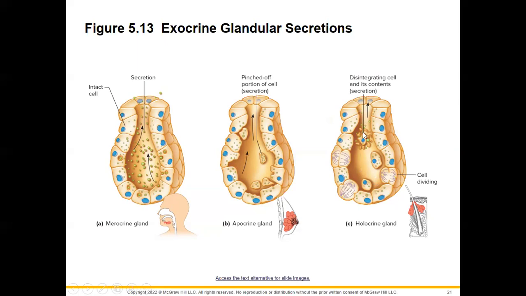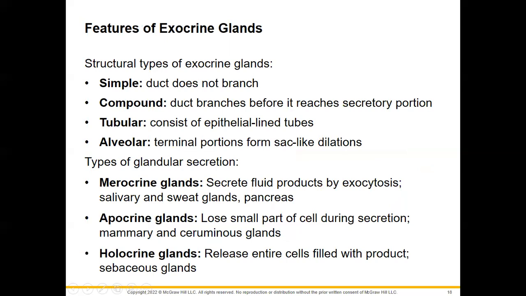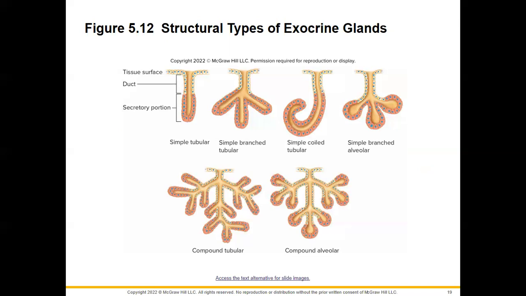And then as it has been released, that cell starts to disintegrate while the product is being pushed through the duct. All right, so merocrine, it's just the product. Apocrine, it's part of the cell. Holocrine, it is the whole cell being released. All right, so now you know the different types of glandular secretions along with the different structural types of the exocrine glands. Now let's look at the structural types of exocrine glands again.